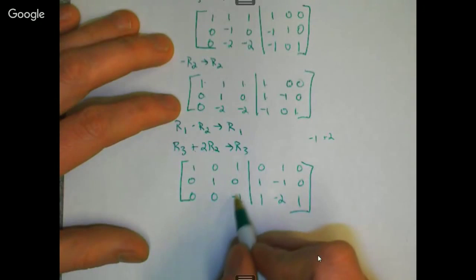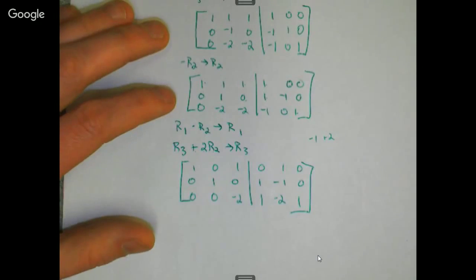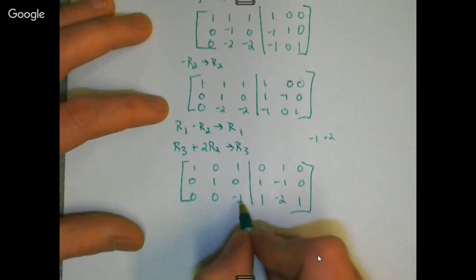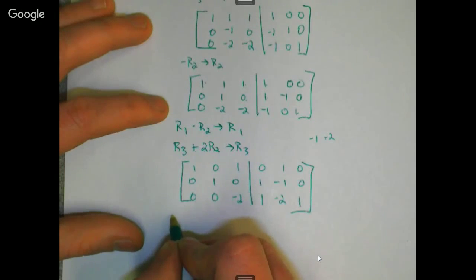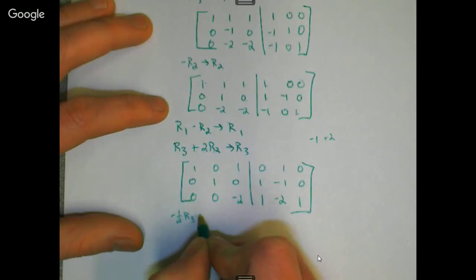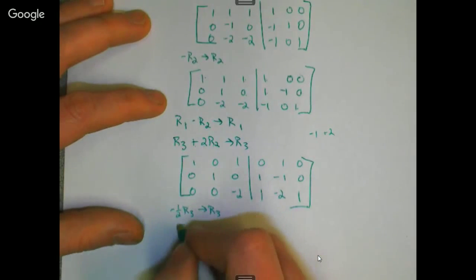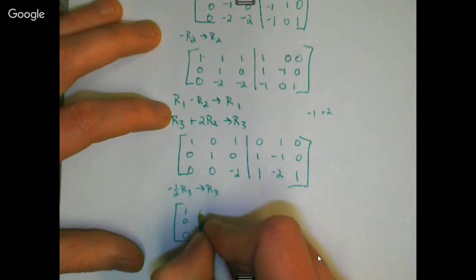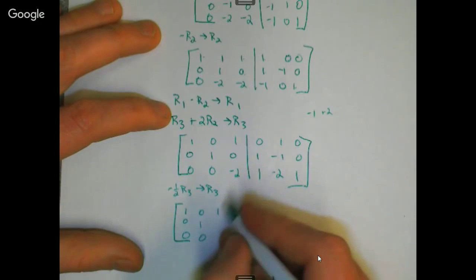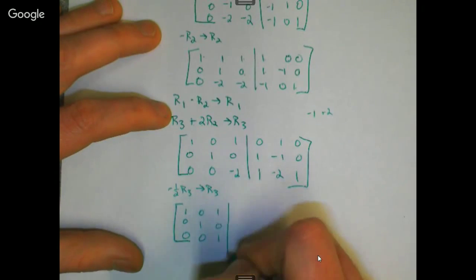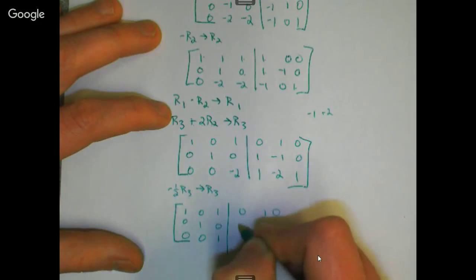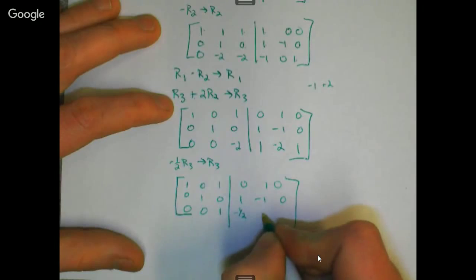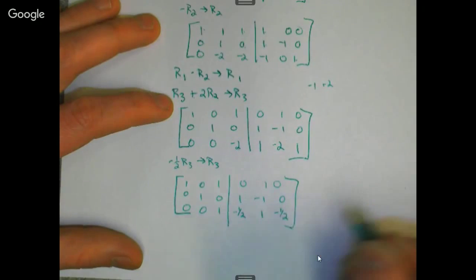So this right here, this here needs to be a 1. So we'll take negative 1/2 row 3 back into row 3. Looks like we'll be getting some fractions here. So this is negative 1/2. This is 1. This is negative 1/2.